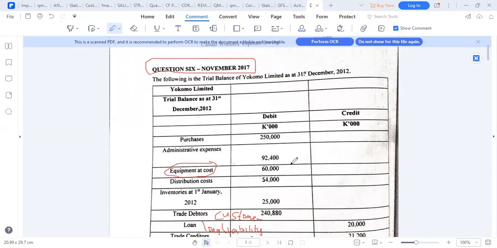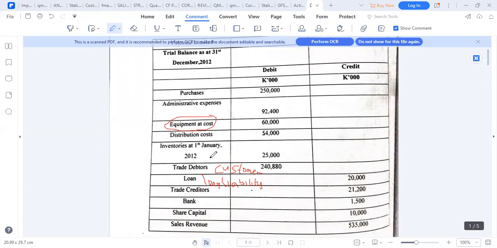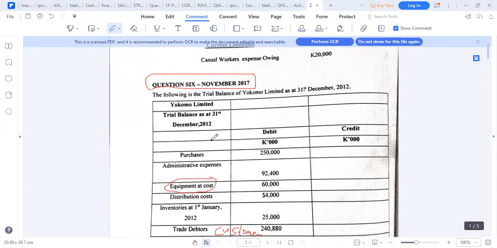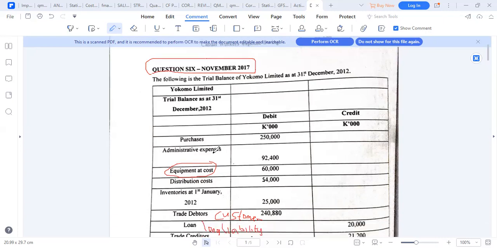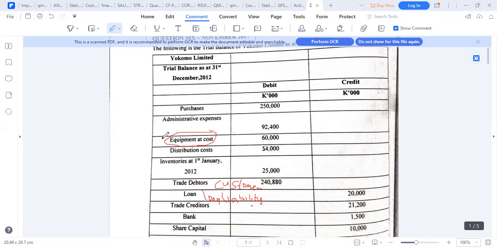Examples of fixed assets: a building is a fixed asset. Also, a motor vehicle is a fixed asset. Of course, a motor vehicle is not a very good fixed asset because it depreciates faster than the other fixed assets. Then we have other fixed assets such as fixtures and fittings and plant and equipment. So we have only one fixed asset here in this question for Yokomo Limited, which is equipment.